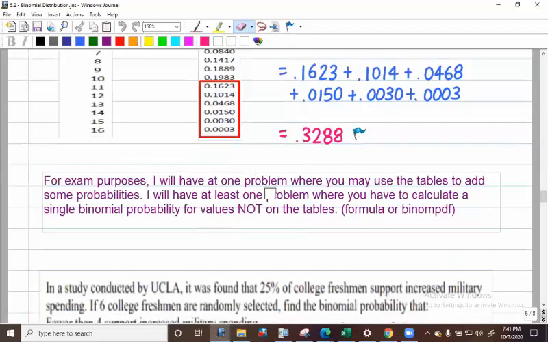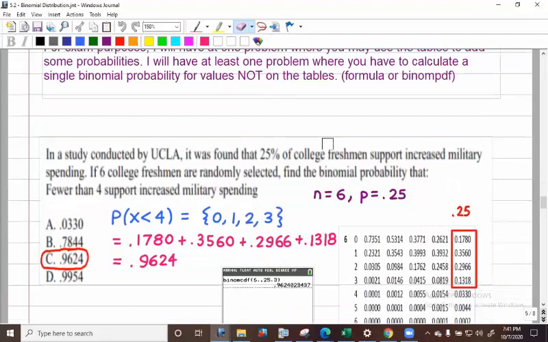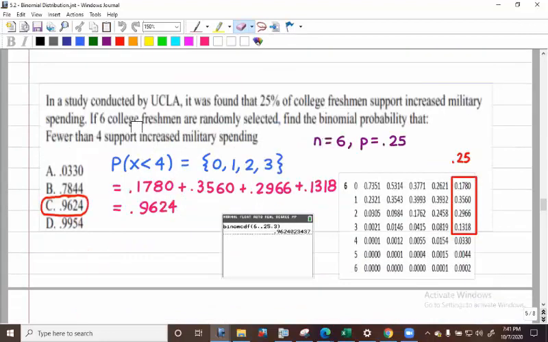So this does not totally replace the binom PDF. All right, let's take a look at this one. 25% increase military spending. So if you select a freshman at random, your probability of choosing one that selects it, of success, is 0.25. So if 6 are selected, find the probability that fewer than 4.